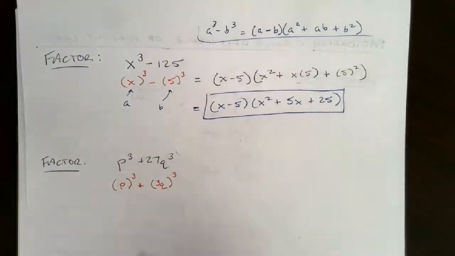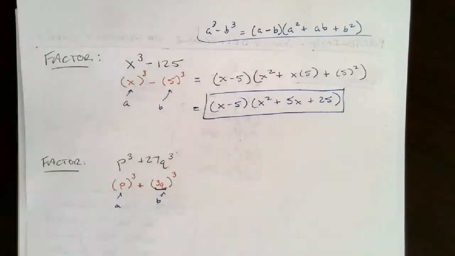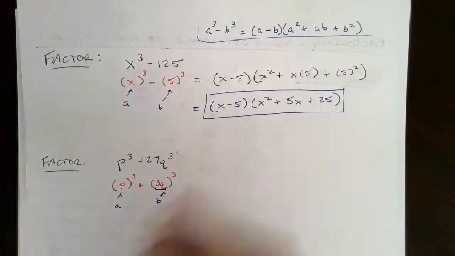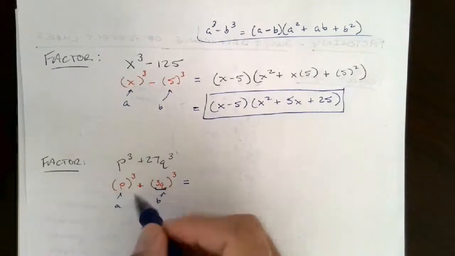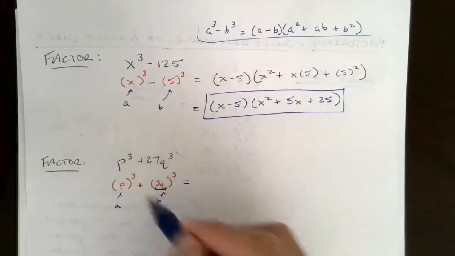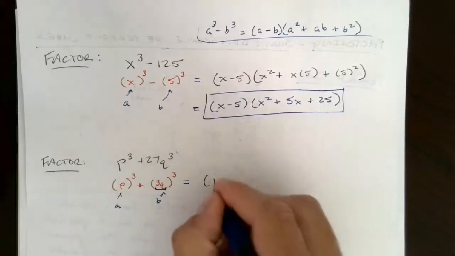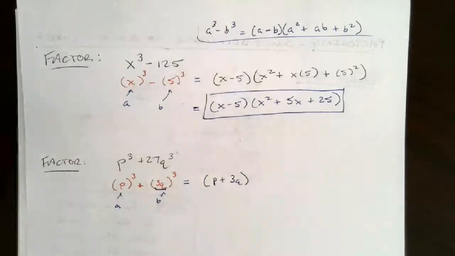So what you're really looking at here is your a is what we called p, and your b is the 3q. So let's use our formula. I'm not going to write the whole thing out, let's see if we can remember it. Factoring the first part is always the same sign, you just use the bases. So usually it's going to be a plus b, so in this case a is p, so it's p plus b, which is 3q. That's our first factor.